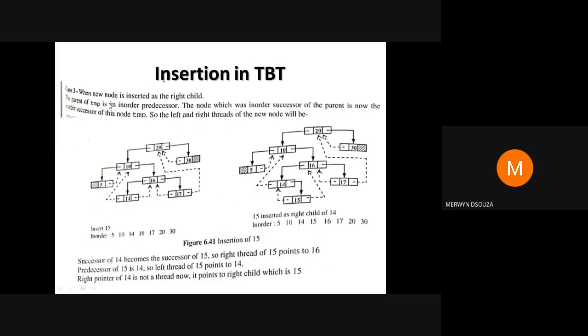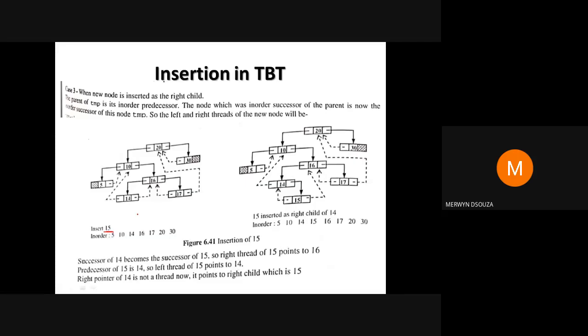Similarly, if you are inserting a new node as the right child, just imagine that we are inserting a new node with value 15. In the textbook they want to insert 15 as the right child of 14. So that means what will they do? They will first of all delete this pointer.